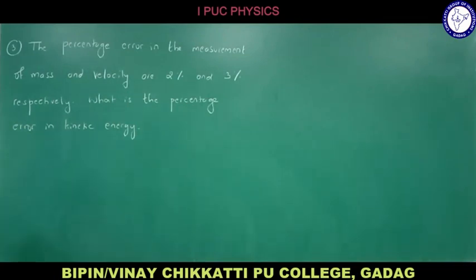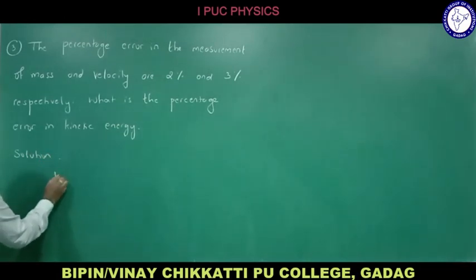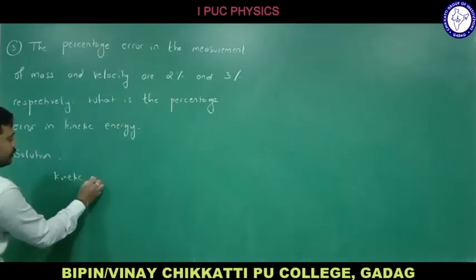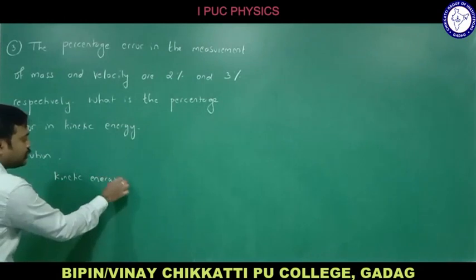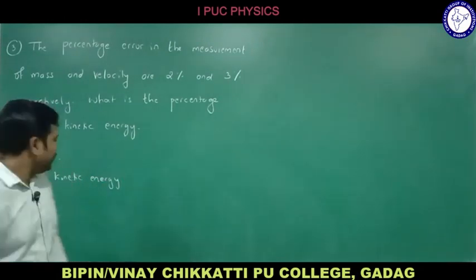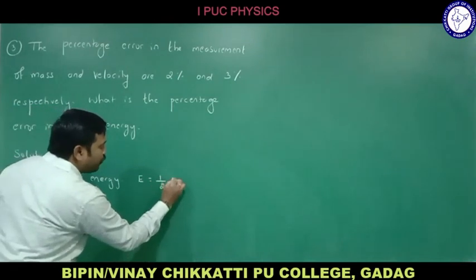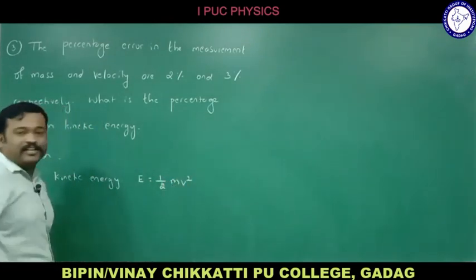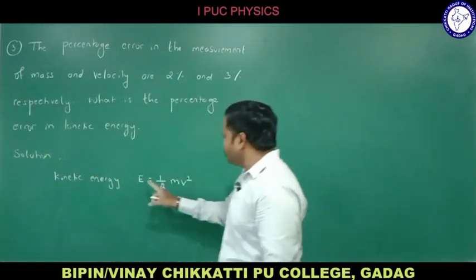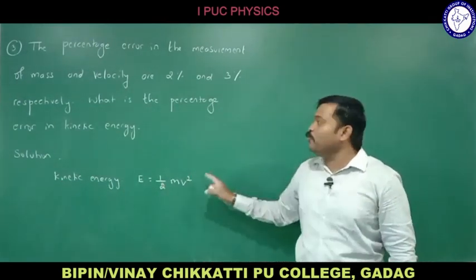We need to calculate the percentage error in the kinetic energy. Okay, let me solve this. First of all, you need to know the formula for kinetic energy. What is the formula for kinetic energy? The formula for kinetic energy is E equal to half mv square.